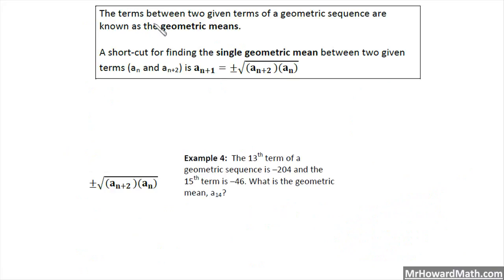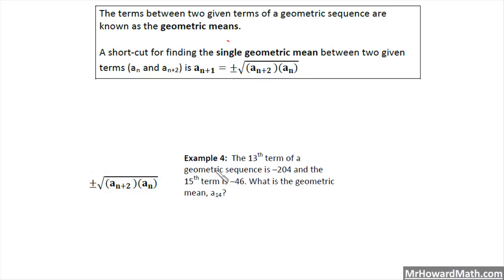Okay, this next section, the terms between two given terms of a geometric sequence are known as the geometric means. So a shortcut for finding the single, this is important, just the one geometric mean between two given terms would be using this formula here.